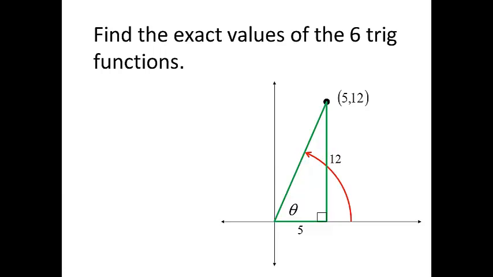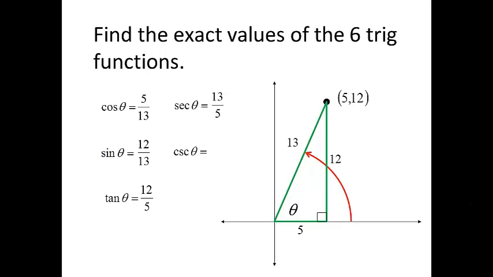So now we have theta in this corner, and we're going to have the hypotenuse, and we can find that with the Pythagorean theorem, which is 13. All right, so now we're going to find the 6 trig functions. Well, we know cosine is adjacent over hypotenuse, sine is opposite over hypotenuse, tangent is opposite over adjacent, and then secant is the reciprocal of cosine, cosecant is the reciprocal of sine, and cotangent is the reciprocal of tangent.